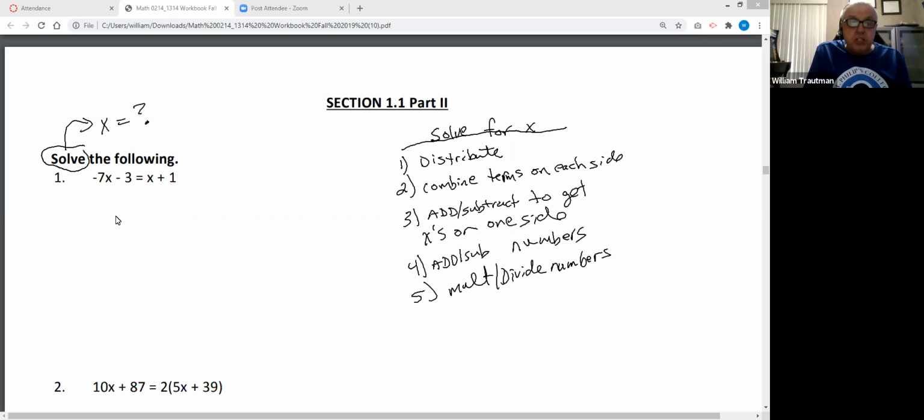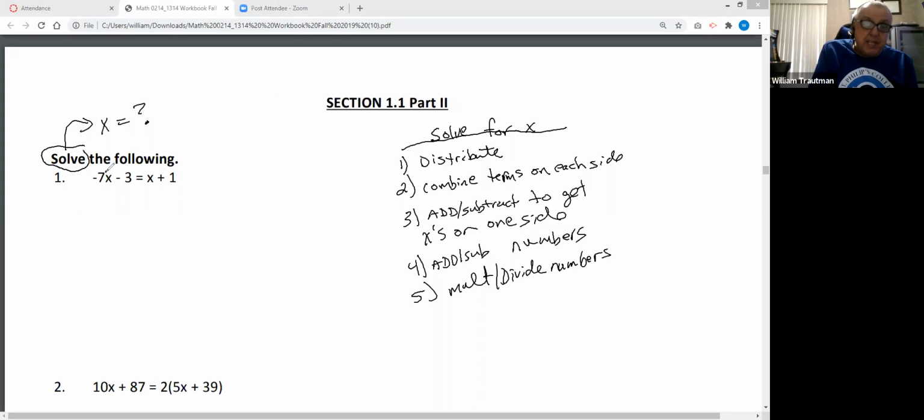All right, step 1, distribute. There is no distribute in this problem. Step 2, combine like terms on each side. I cannot add the x and 1 together. I cannot add the x and the -3. So those cannot be added. So step 1 and step 2 don't exist for this problem. Step 3, get the x's to one side. It doesn't matter which side the x's go to, but I'm always going to try to make my x's positive. I think that's a pretty good rule.